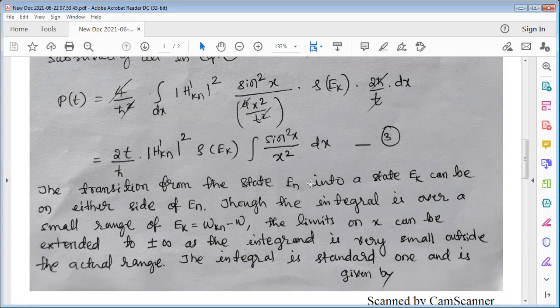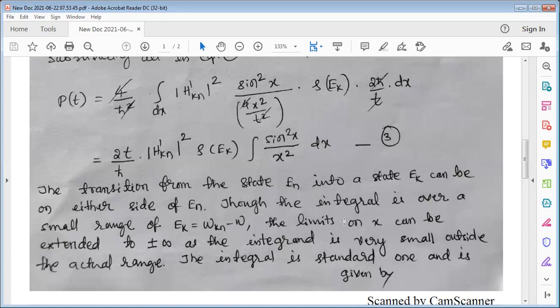So the transition from the state En into a state Ek can be on either side of Ek, not En, that was wrong. On either side of Ek. That means because we have considered the state n as a discrete one, whereas the state k is not discrete, it is a continuum, and hence the energy spreads on either side of this state Ek to some small extent.